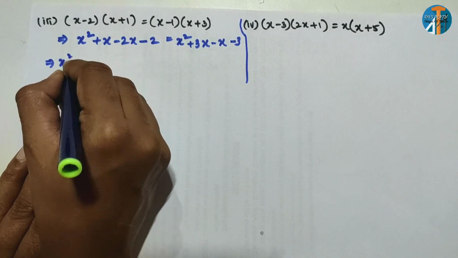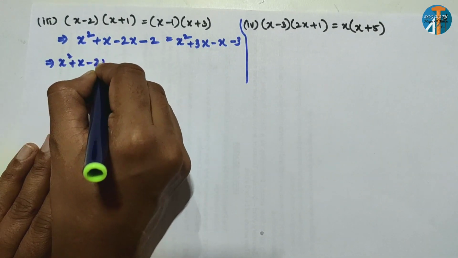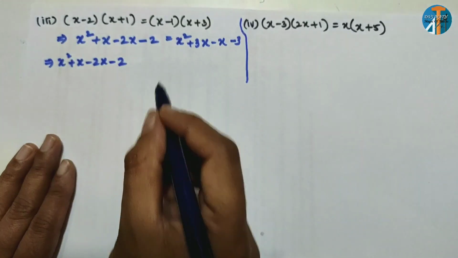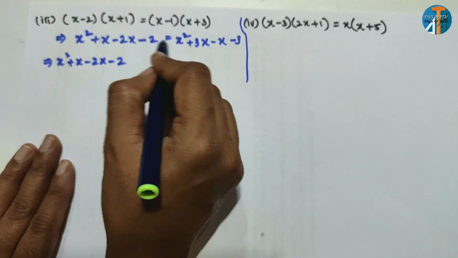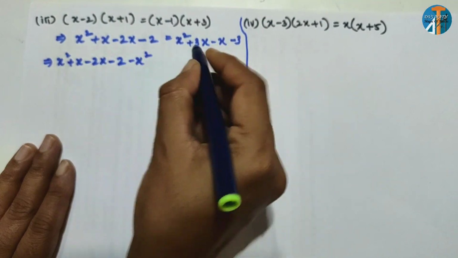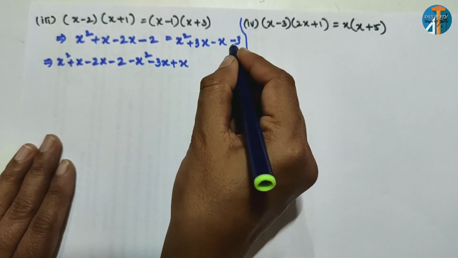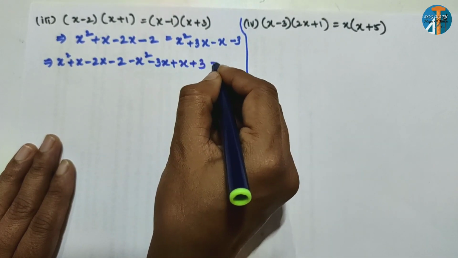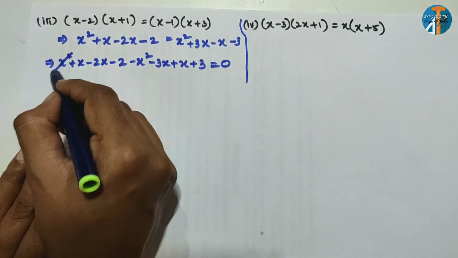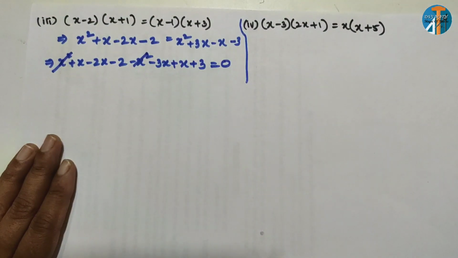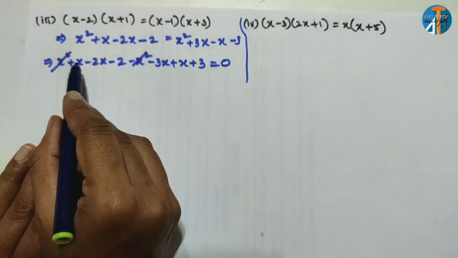So x square will be as it is, plus x will be as it is, minus 2x will be as it is. Here also minus 2. Now this plus x square becomes minus x square, plus 3x becomes minus 3x, plus x becomes plus x, minus 3 becomes plus 3, is equal to 0. Now let us check, x square minus x square cancel. Let's see the remaining ones.